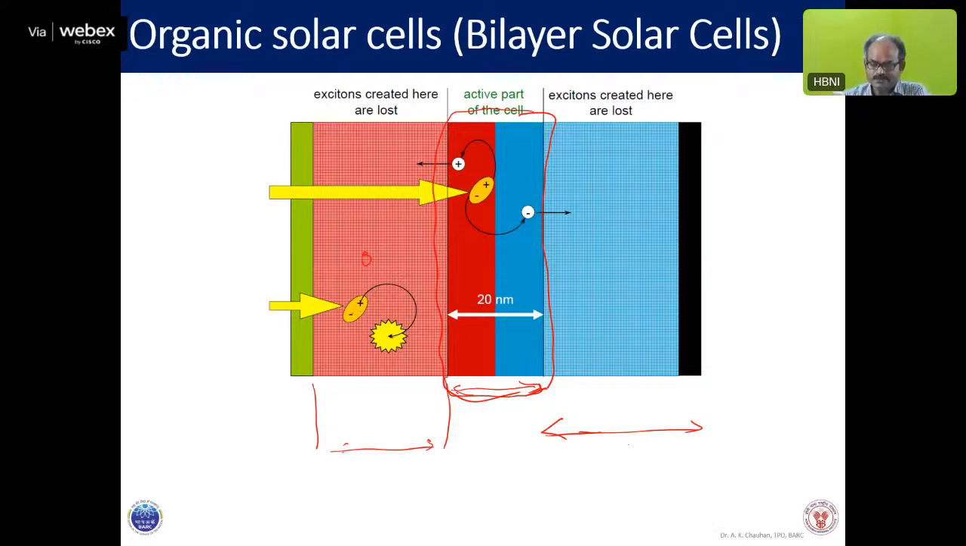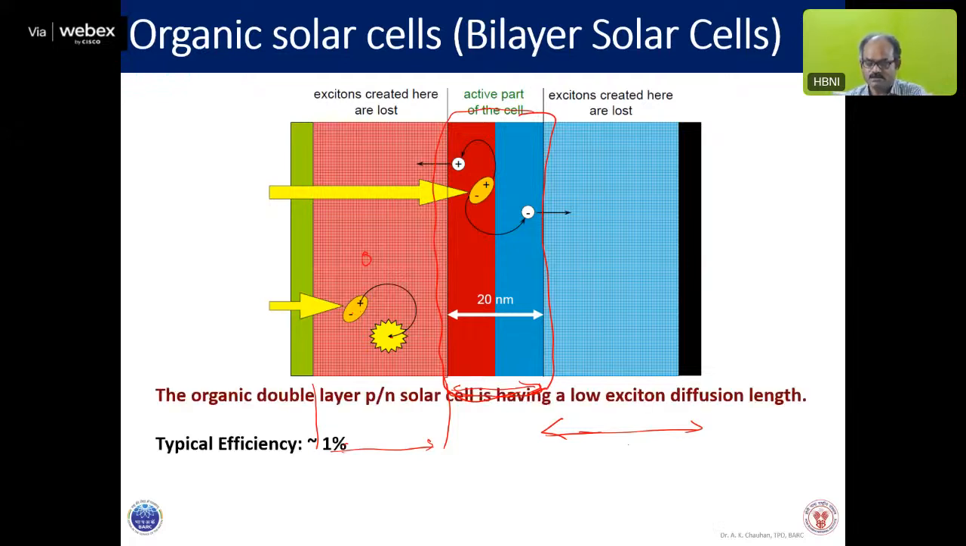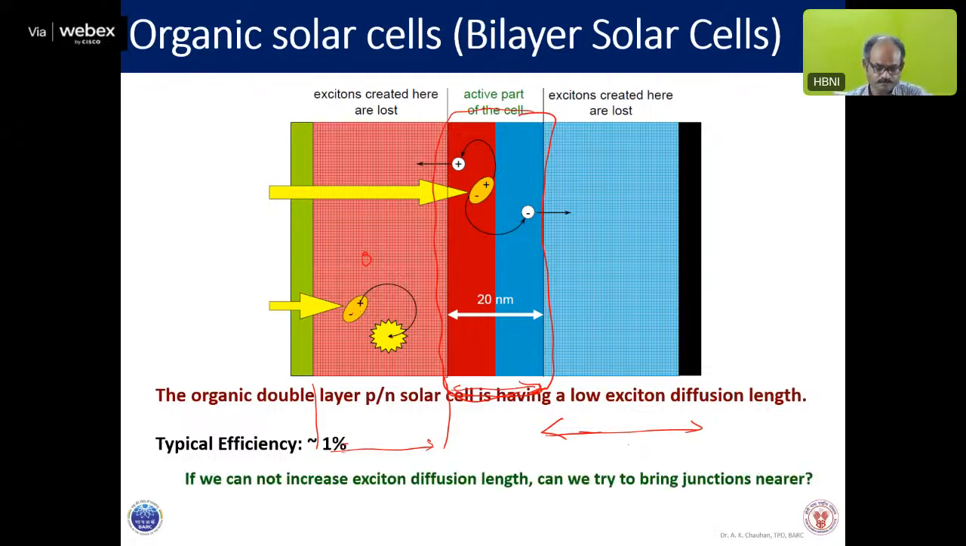That is the reason why a bilayer kind of solar cell has not worked at all. So efficiencies are very poor. It is less than 1% in normal cases. In a perfect device, if you make everything perfect, you can get about 1% efficiency, because of the low exciton diffusion length.